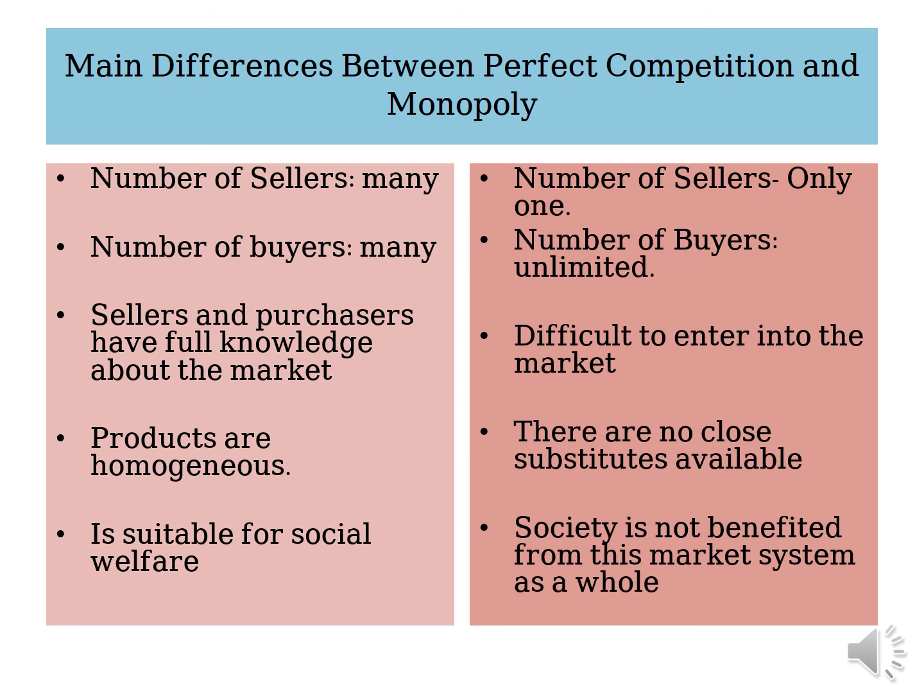On the other hand, in a monopoly, it is very difficult to enter into the market. Considering the product nature, in perfect competition the products are homogeneous in nature. On the other hand, there are no close substitutes available under the monopoly market. And overall, society does not benefit from the monopoly market system. In contrast, perfect competition is suitable for social welfare.